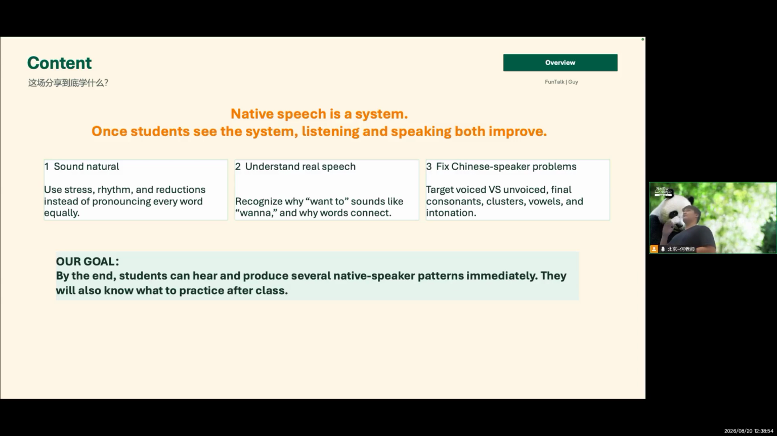So how to understand English better and how to sound more natural. Because it's okay to have an accent, but when you have certain sounds, certain qualities, it helps the other person understand you better, even if you have an accent.